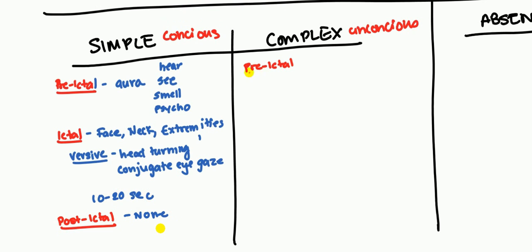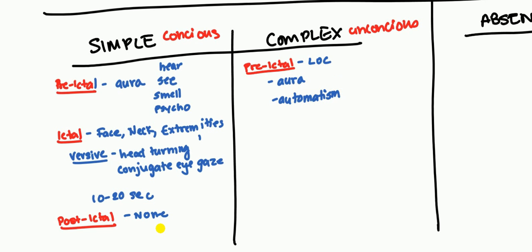So let's look at complex. First, we can go over pre-ictal. By definition, there's a loss of consciousness, and they sometimes have the aura, sometimes they don't. And what they also tend to have is something called automatism. Automatism is some type of simple movement that you do that you don't think of when you do it.